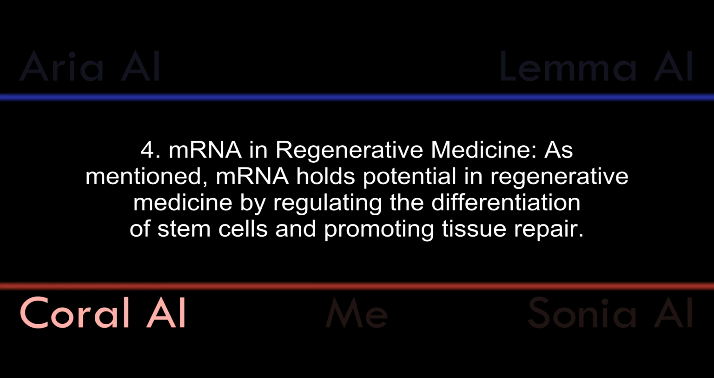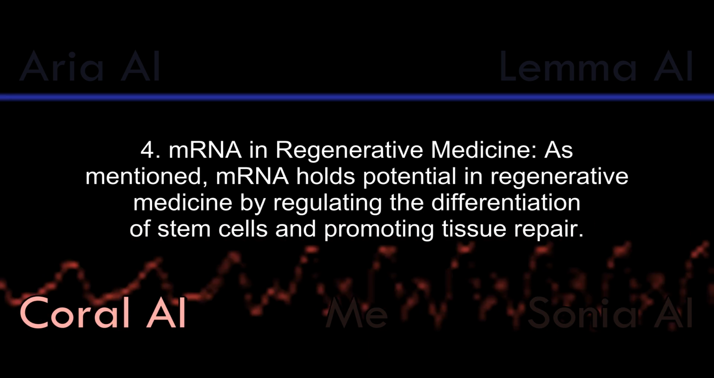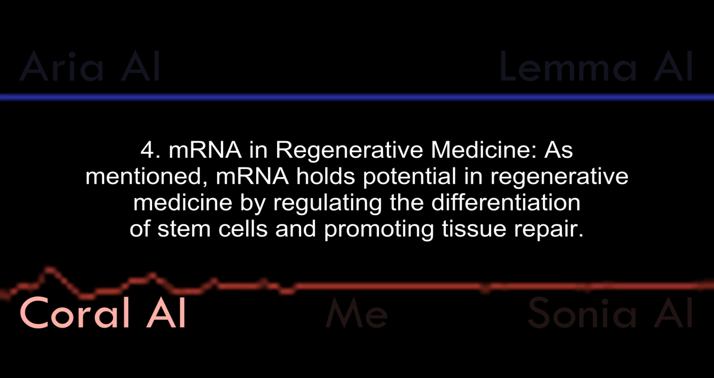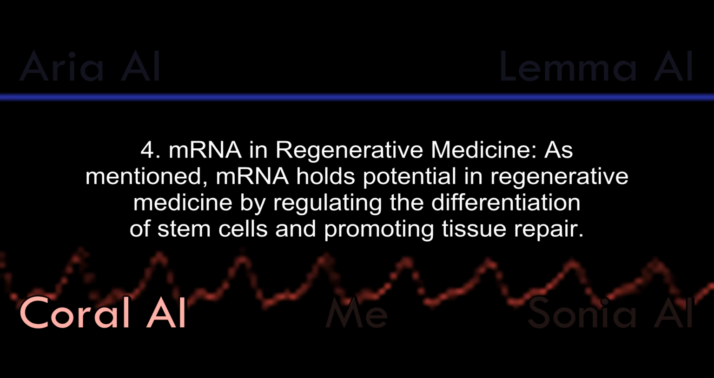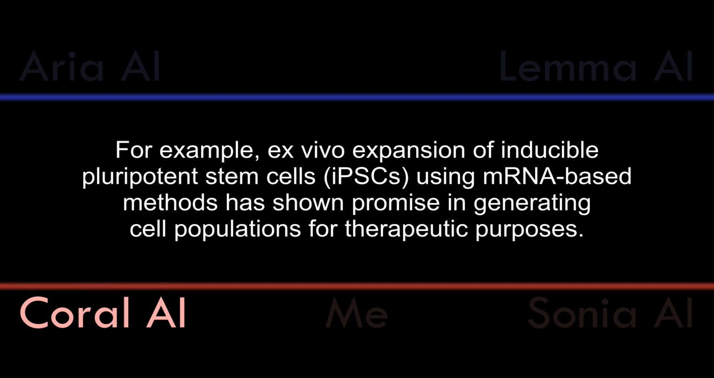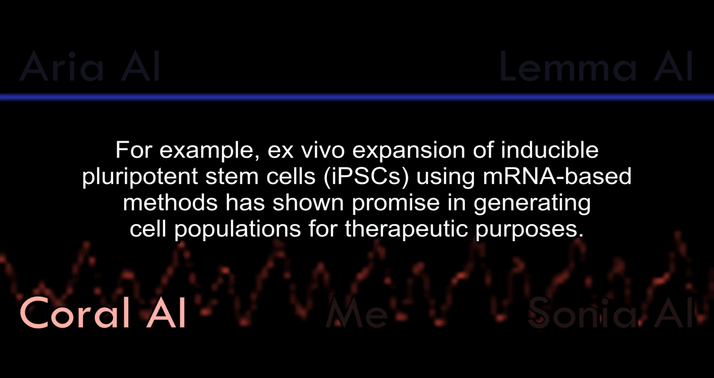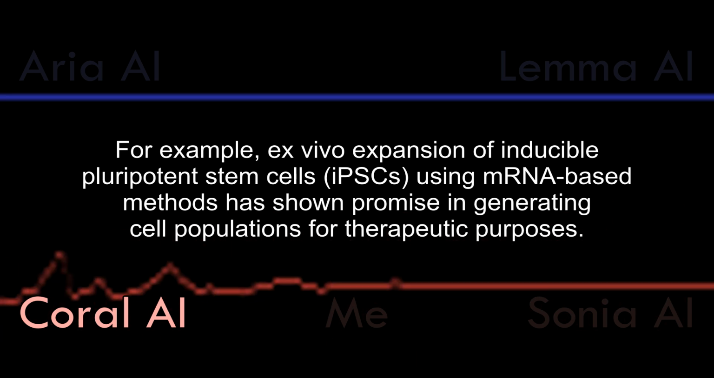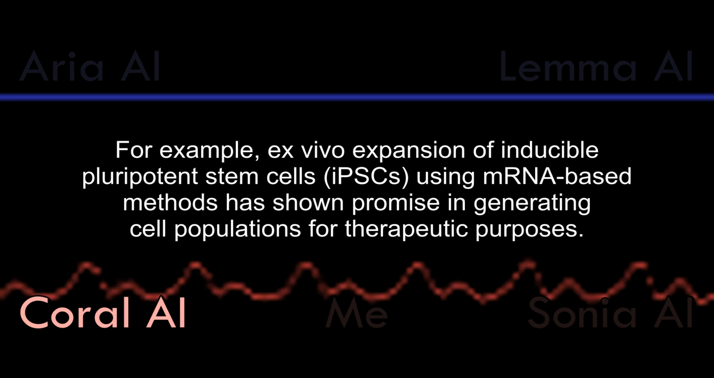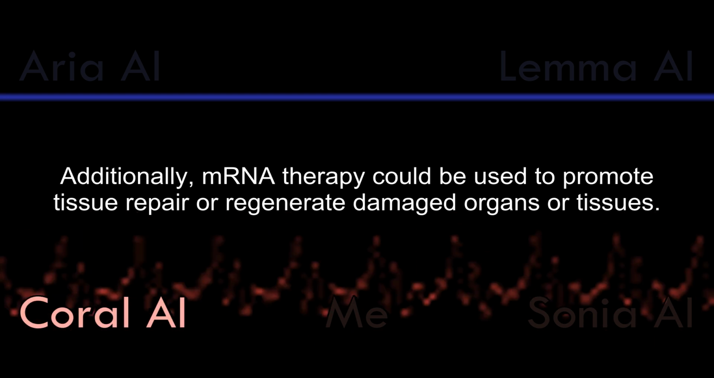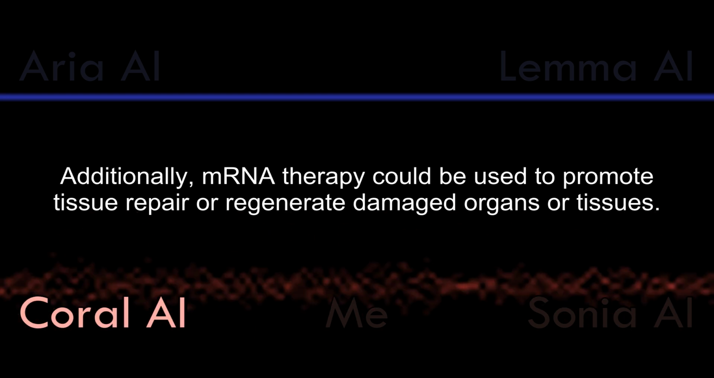4. mRNA in regenerative medicine. As mentioned, mRNA holds potential in regenerative medicine by regulating the differentiation of stem cells and promoting tissue repair. For example, ex vivo expansion of induced pluripotent stem cells (iPSCs) using mRNA-based methods has shown promise in generating cell populations for therapeutic purposes. Additionally, mRNA therapy could be used to promote tissue repair or regenerate damaged organs or tissues.